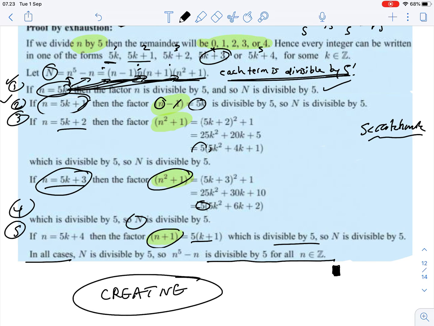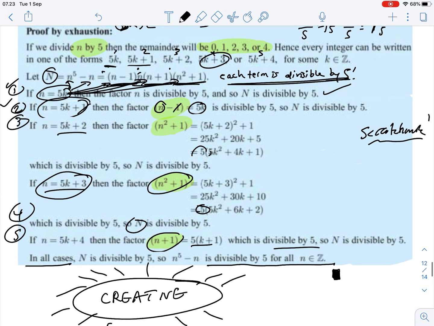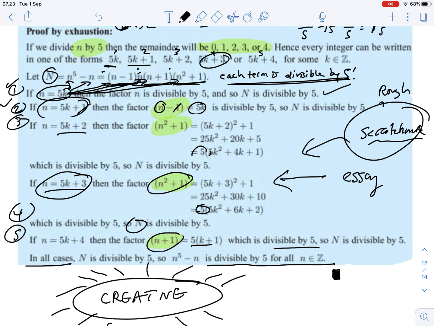I can't stress enough that you have to be creative to do these things, guys. You see the final product, but it took a lot of scratch work to get there. This is like your essay.